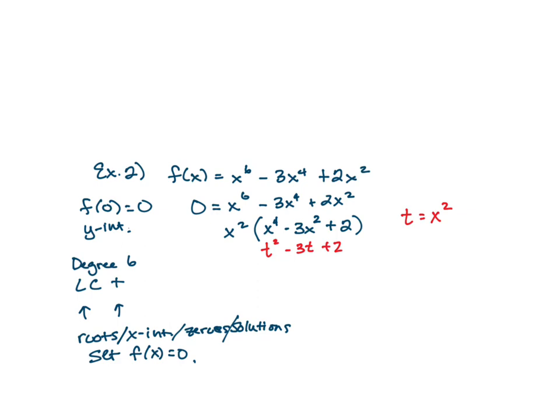Does it factor now? Factors of 2 that make a negative 3. Negative 1 and negative 2. So t minus 2 and t minus 1. And now we need to go back to x. Remember, we can factor out and we can swap a variable just for ease of handling, but we shouldn't stay there. So now I've gone back to x squared minus 2 and x squared minus 1. Now what?